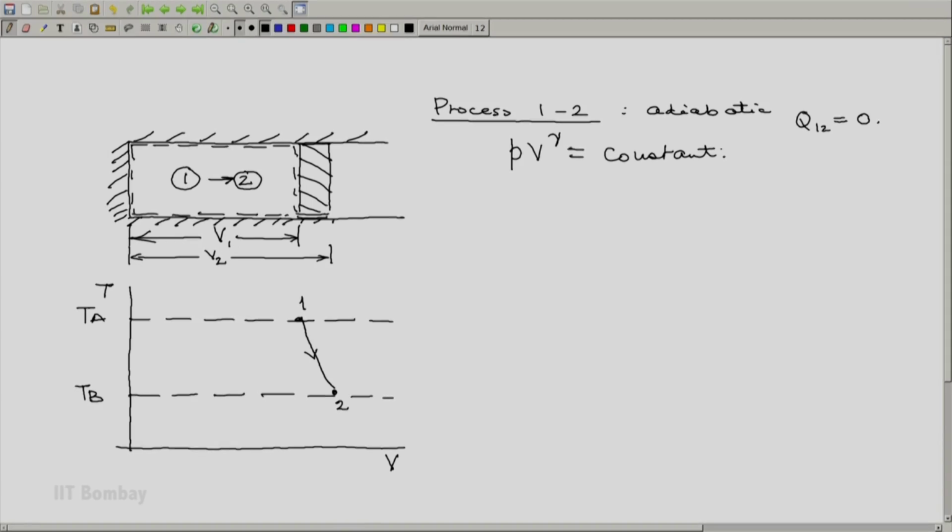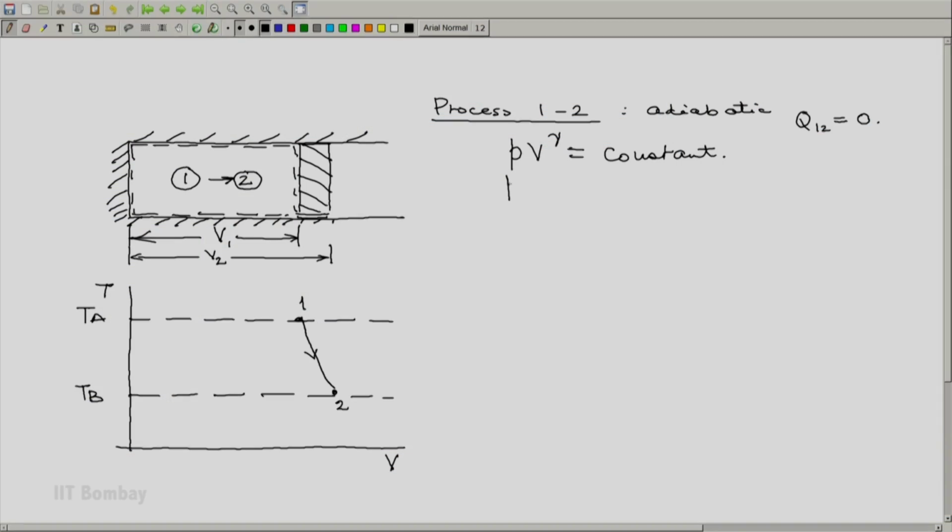We also know that because it is an ideal gas, the equation of state is applicable. So we will have PV by T to be a constant, another constant, mR to be precise in this case. Combining these two, if you divide the first equation by the second equation, you will get a consequence of this. The P will get eliminated and you will get that for such a process TV raised to gamma minus 1 is some constant, a third constant.